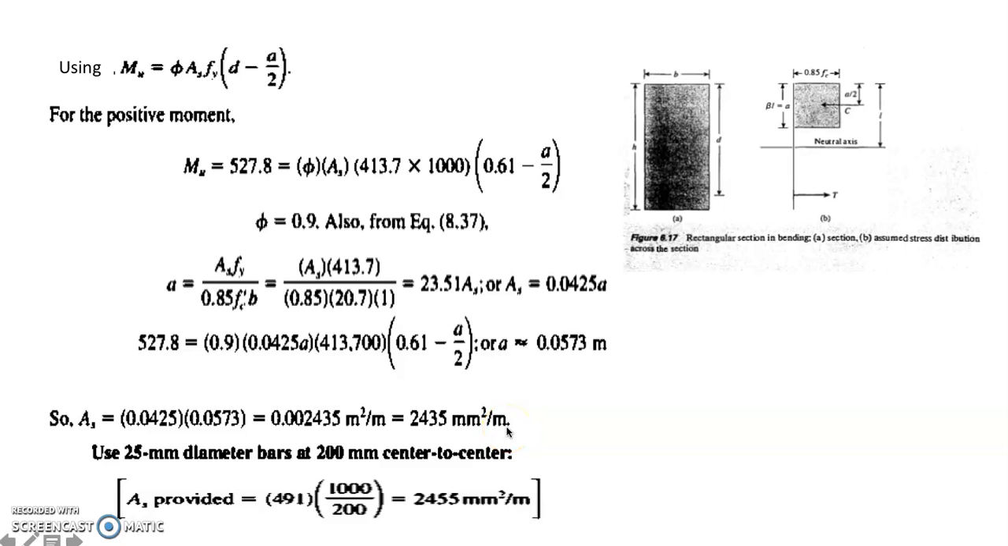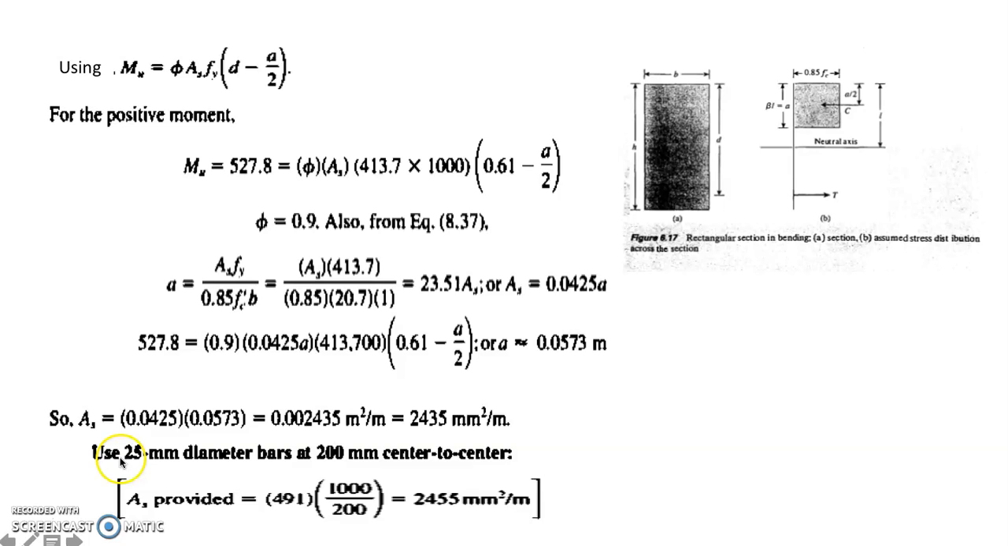So basically, how do we get the value for the spacing of the steel bars? For this, it is 200 mm. We're going to use 25 mm diameter bars at 200 mm center to center. Meaning to say, for every 1000 millimeters, the spacing of each steel bar is 200 mm from center to center of the steel bars.